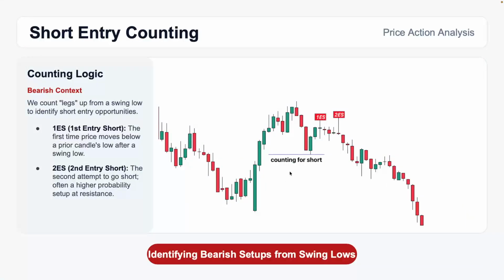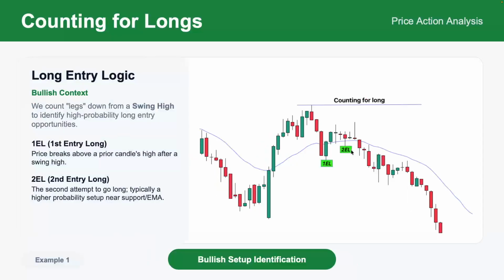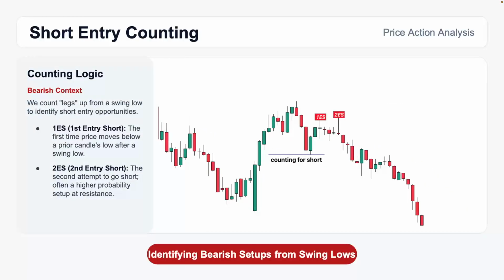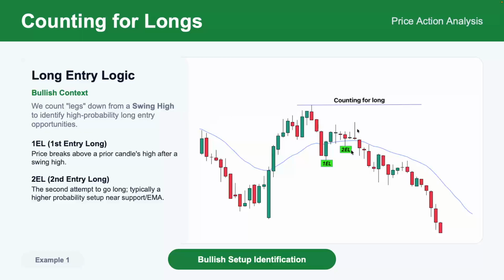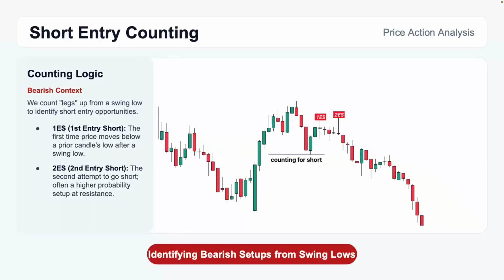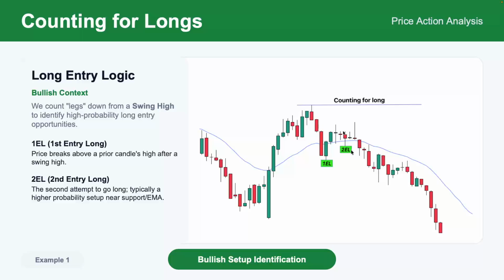For short, counting starts from the swing low. Counting from this swing low, you can see this bar broke the low of the previous doji-looking bar, which is inside the mother bar. So I mark this mother bar as first entry short. Then this red bar broke the low of the previous red bar. That will be marked as the second entry short. Both the charts are the same. Okay, and you can see this bar is second entry short here, and here you can see this bar is second entry long.